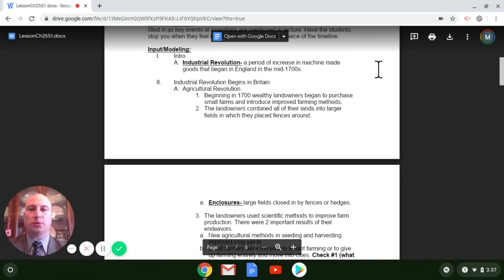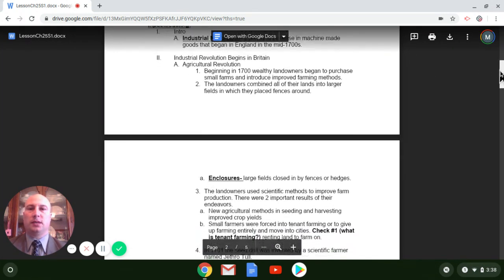Roman numeral number 2, as we move down throughout the lesson, is going to be titled Industrial Revolution Begins in Britain. It's very important to understand why the Industrial Revolution began in Britain. First off, we can't have the Industrial Revolution without first having an agricultural revolution. So we need to take a look at that here in capital letter A.